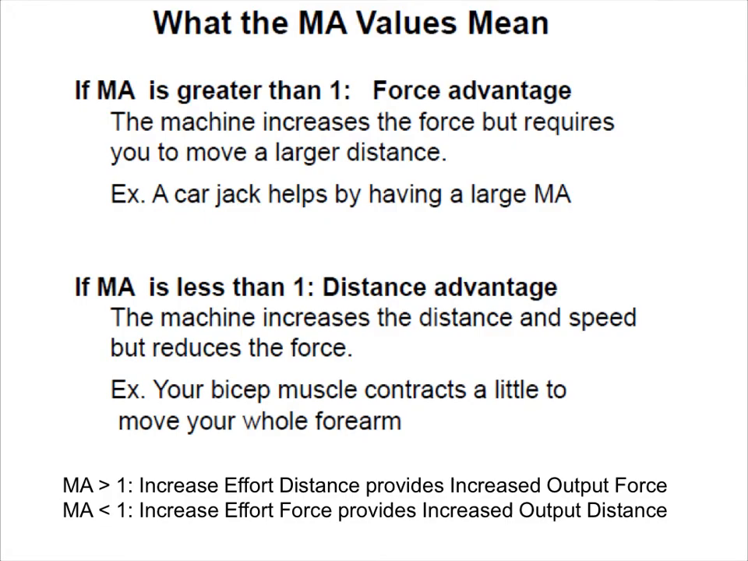So continuing to look at mechanical advantage in depth, if a mechanical advantage is greater than 1, the force has the advantage. The machine will increase the force, but it's going to require you to move a larger distance. So consider this example. A car jack helps by having a large mechanical advantage. However, when you use a car jack, you have to push up and down numerous times in order to push that load. If your mechanical advantage is less than 1, now the distance has the advantage. The machine increases the distance and speed, but it's going to reduce the force. So consider this example. Your bicep muscle contracts a little to move your whole entire forearm.